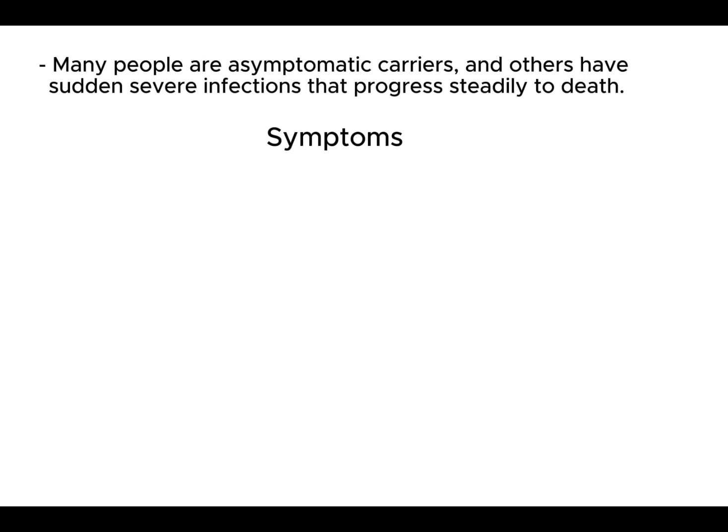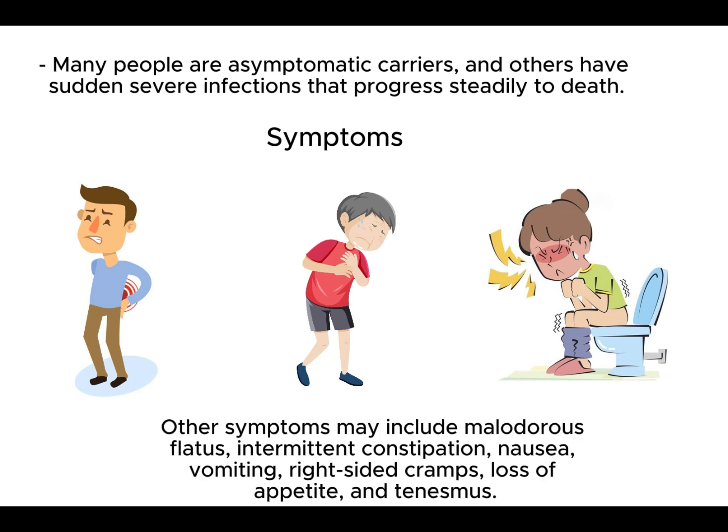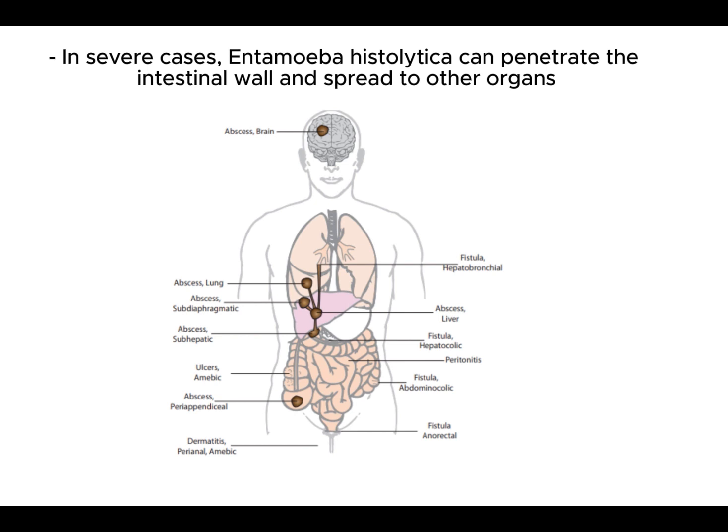The symptoms of amoebiasis include gradual cramping lower abdominal pain, weight loss, and recurring bouts of watery, mucous, or bloody diarrhea. Other symptoms may include malodorous flatus, intermittent constipation, nausea, vomiting, right-sided cramps, loss of appetite, and tenesmus. In severe cases, Entamoeba histolytica can penetrate the intestinal wall and spread to other organs.